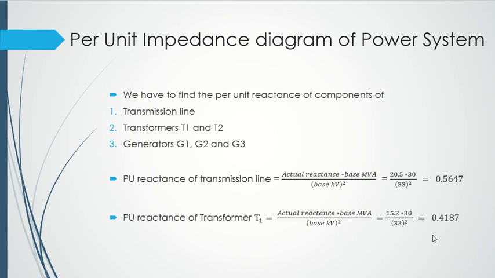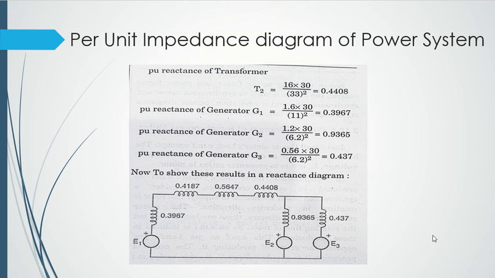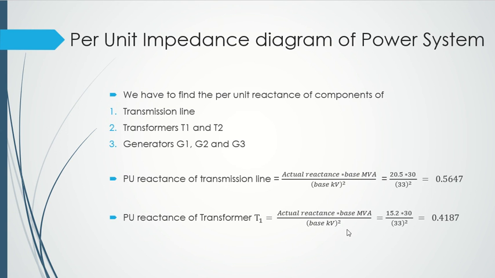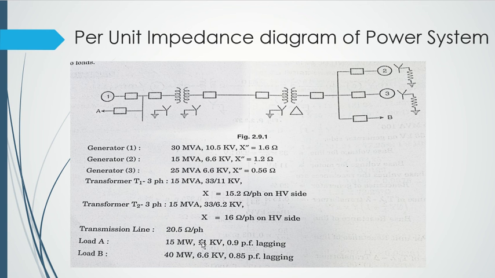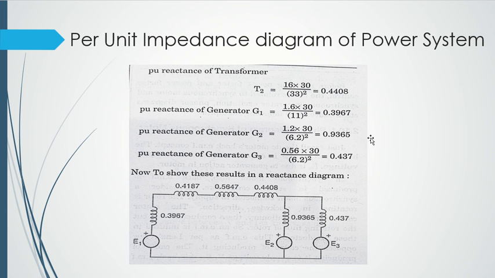After that, we will be calculating the per unit reactance of transformer T2. The formula will remain the same: actual reactance multiplied with base MVA divided by base kV square. So what actual reactance do we have for T2? Actual reactance for T2 is 16 ohm per phase. So we are taking 16 into 30 as my base MVA, divided by 33 square as my base kV, and the value we are getting for the per unit reactance of transformer T2 is 0.4408.